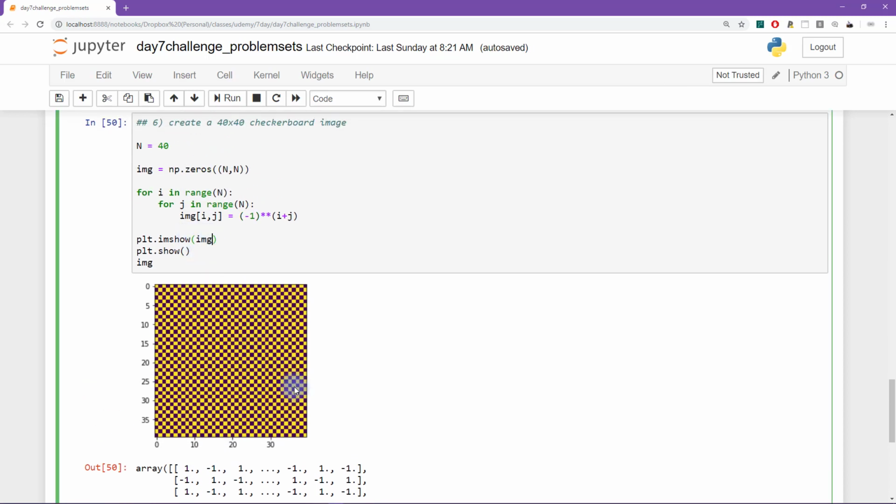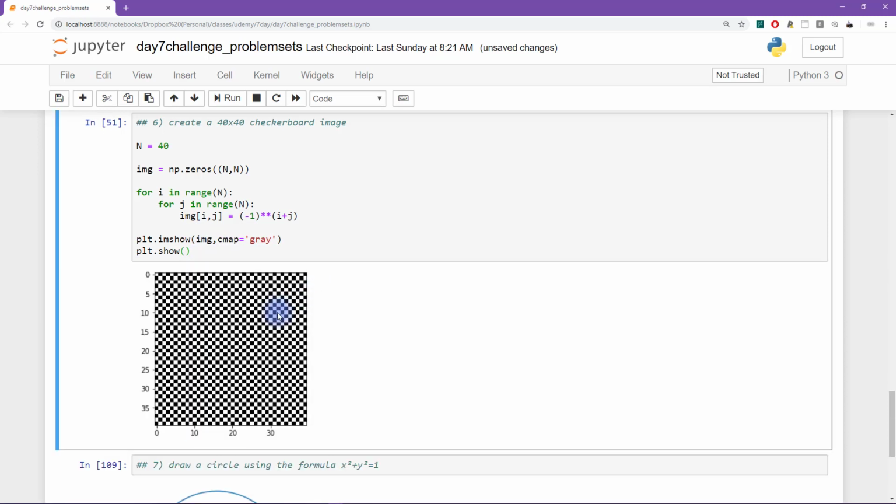Now I just want to change the color map here, so I'm going to write cmap equals gray, and that's going to give me a nice looking checkerboard. If you were playing checkers on a board like this, that would take a really long time. It would be a pretty long game.